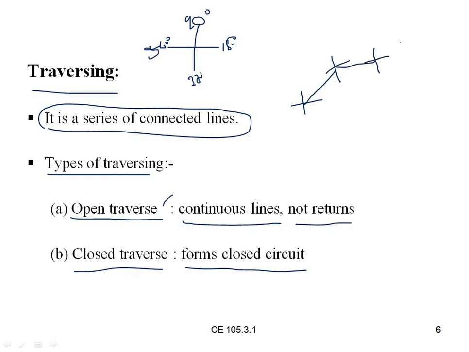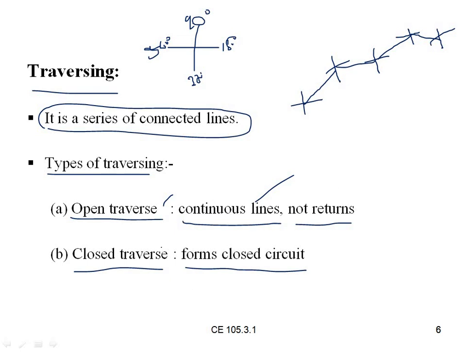This traverse is used in construction or for surveying of roads. So it will be going on like this in a straight line only. That's why we say it is continuous lines, but it does not return. So that's why we call it open traverse.